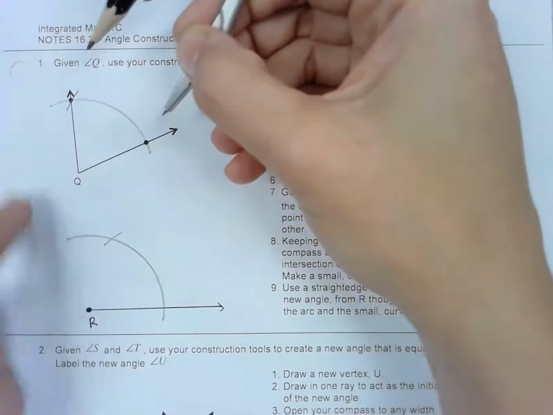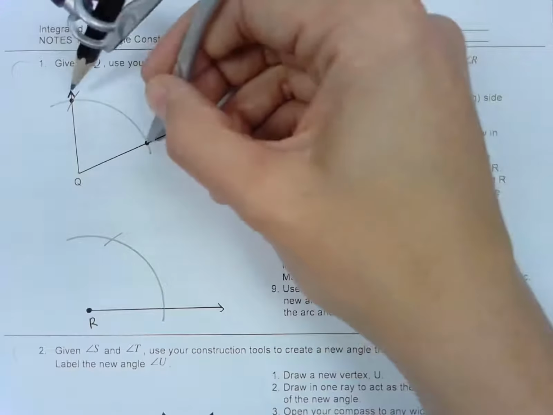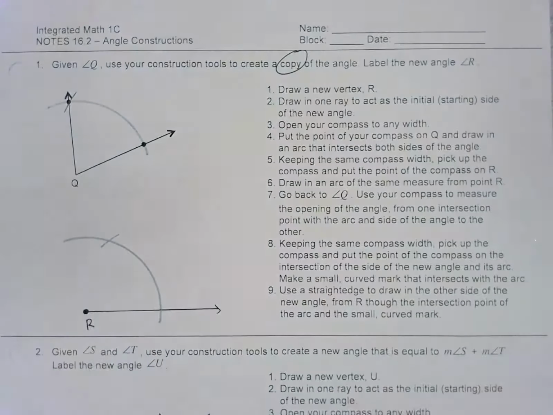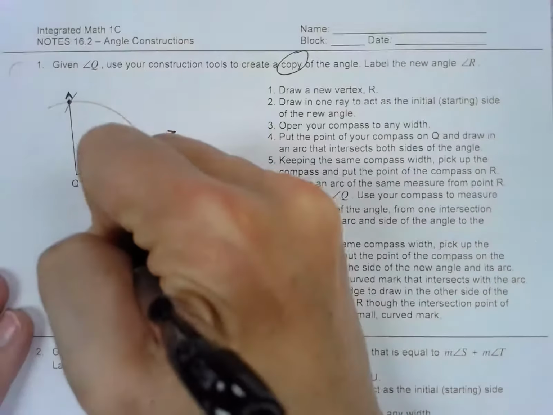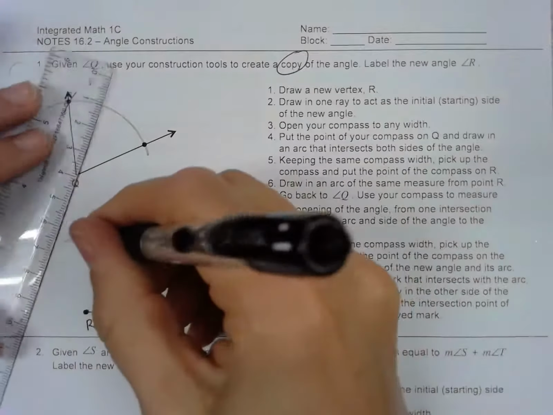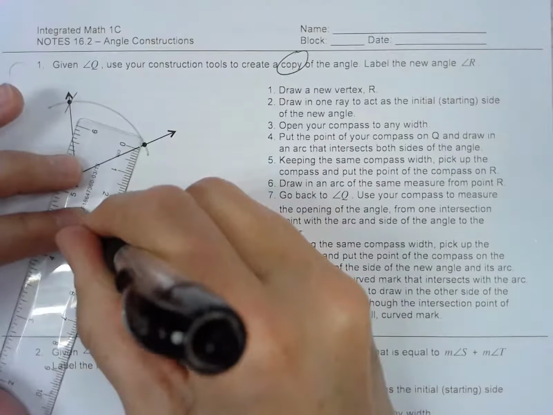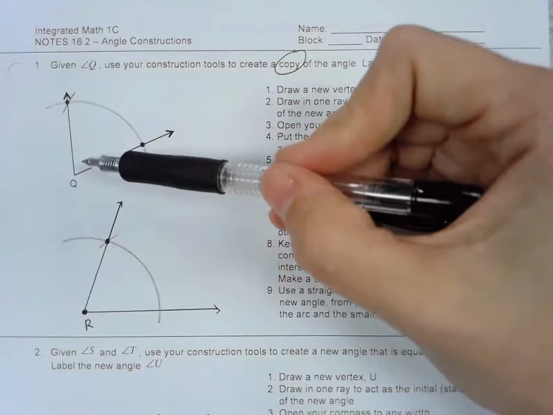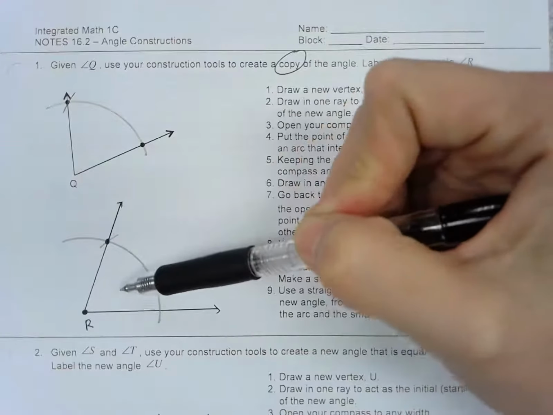So because these two circles were the same size that I drew, this one's open this much, which means that if this one was open this much, the two angles would be the same. So this new intersection point is where I'm going to take my ruler and draw the new side of my angle through. And so this angle right here is going to be congruent to this angle down here.